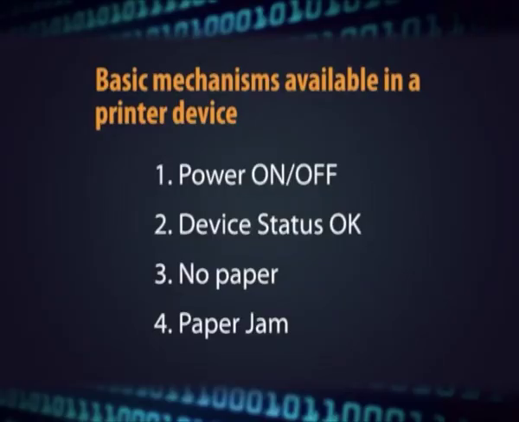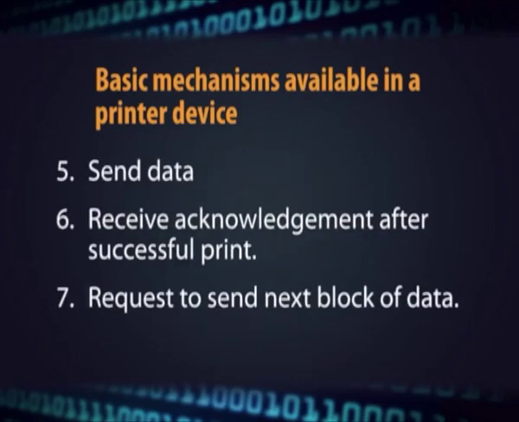For example, the mechanisms to check for in a printer device could be, first, power on or off. Second, whether the device status is okay or not. The third thing to check in a printer device is whether the paper is there or not. Fourth is to check if there is any paper jam. Fifth is to check if it is able to send data. And next is whether it is able to receive acknowledgement after a successful print. The seventh is the request to send the next block of data. These are the basic mechanisms available in a printer device.